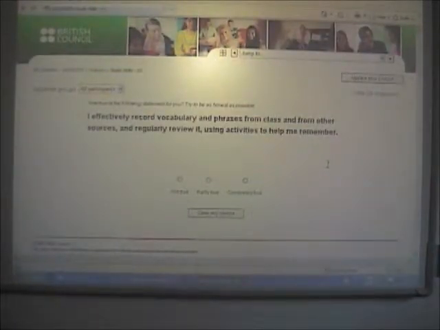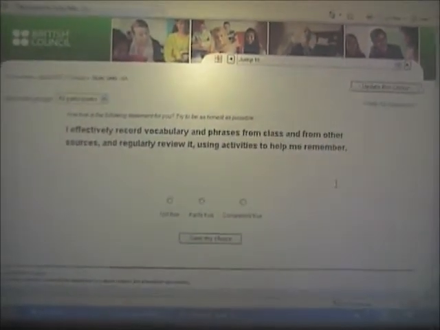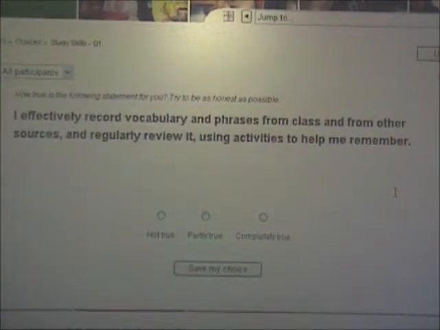The third thing we've used it for, I don't want to go on too much because I think Andre is going to talk more about learning plans, is a little bit in the middle of term, getting them to do some self-study, self-reflection, self-awareness of what they've been doing and how they're doing it. Okay? And this all triggered into writing their own action plans. But we got them to just stop and think. For example, we focused on vocabulary. Halfway through the course, were they doing it? I effectively record vocabulary and phrases from class and from other sources and regularly review it.